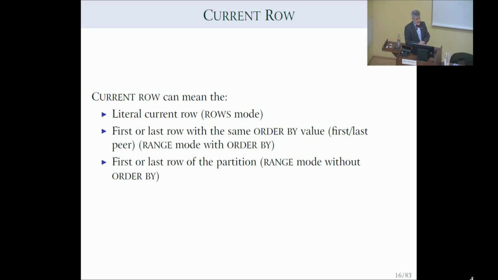To be a little more verbose, current row means the literal current row if you're in rows mode, if you use the word rows, the rows clause, which is not the default. It can mean the first or last row with the same order by value if we're in range mode and we use an order by. And it can be the first or last row in the partition if you're in range mode and you do not use order by. And I have examples of all of these in future queries. Okay?